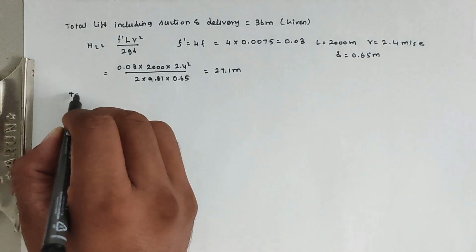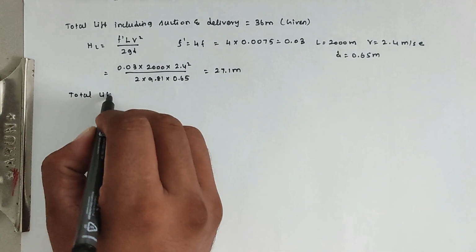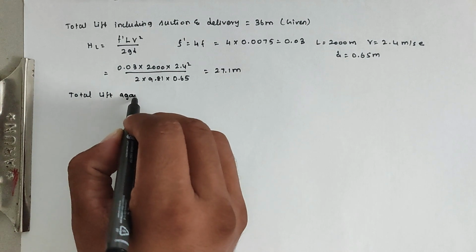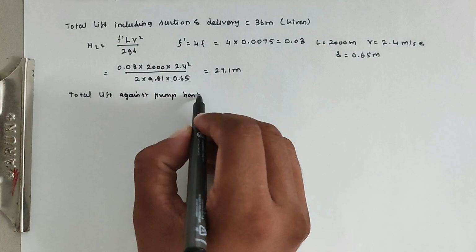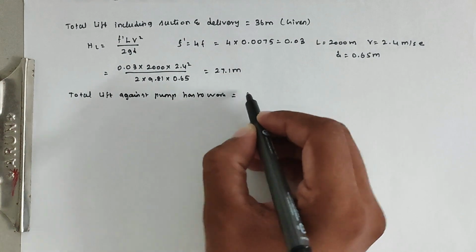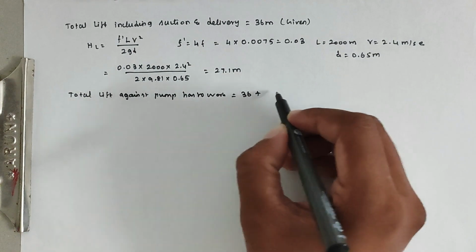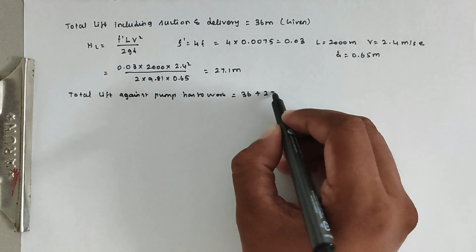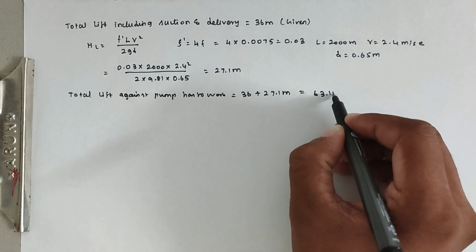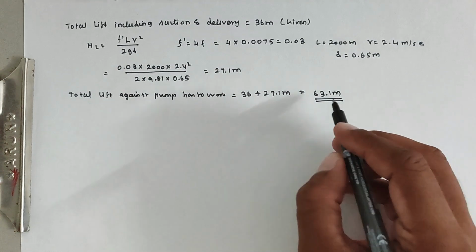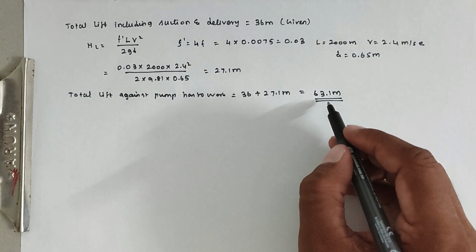Now the total head, the total lift against which the pump has to work. The elevation is 36 meters and the head loss is 27.1 meters. So the total height is 63.1 meters. The pump has to work against a head of 63.1 meters.